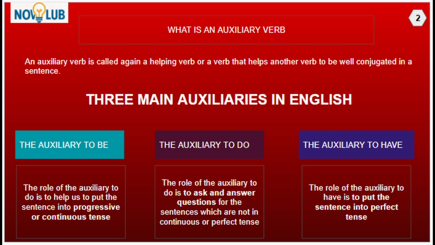The auxiliary to have, we said, the role of this is to put the sentence into perfect tense. I eat. I have eaten. That is present perfect. So these are our three main auxiliaries.